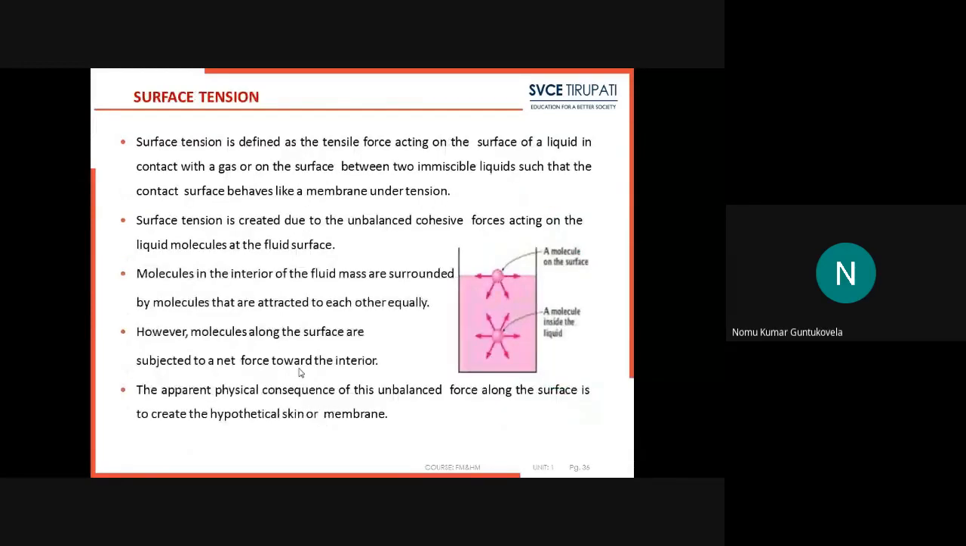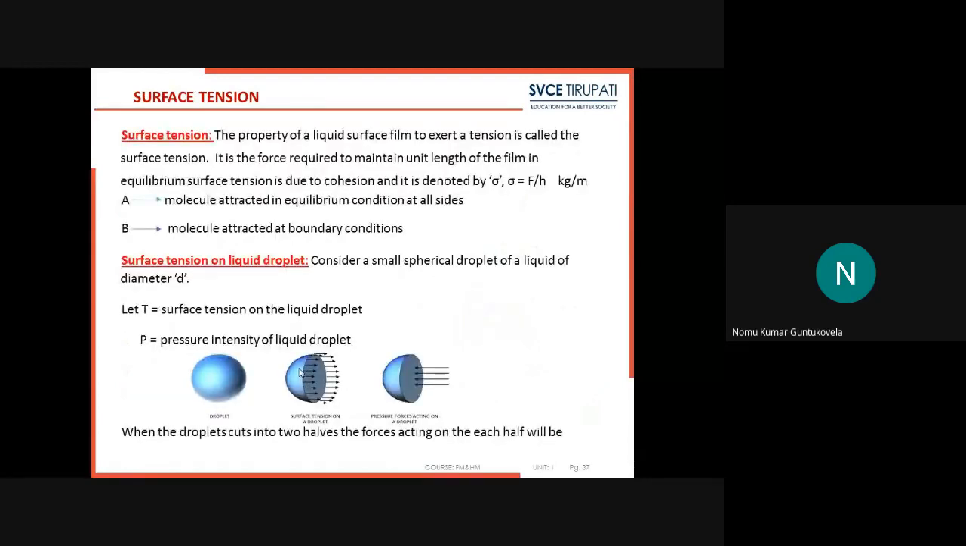Another property is surface tension. Surface tension is a property of liquid surfaces. Here we are finding the surface tension on a liquid droplet, a soap bubble, and a cylindrical jet.